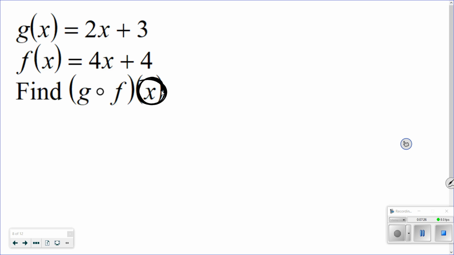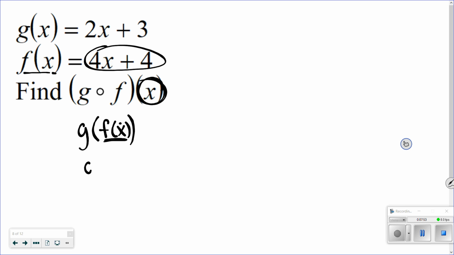The first step is still the same. I just rewrite it. So when you rewrite it, the g goes on the outside. The f goes on the inside. Now the problem is I don't have a number to plug into f. It's just x. So what I do is I take the inside, f of x, I come up here. What is f of x equal to? Well, it's equal to 4x plus 4. So come down here, I'm going to go g of, and I'm going to replace that f of x with what it's equal to. So now I have g of 4x plus 4.